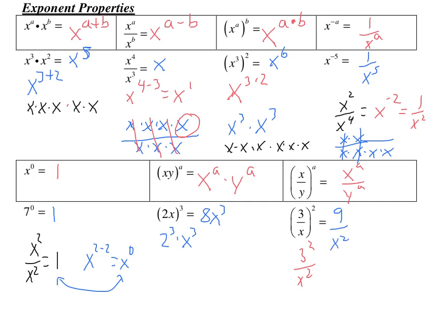Now you might wonder why this property works. You might not care. But if you think about it, what's 2x cubed? Isn't 2x cubed that? And isn't that 2 times 2 times 2, which is 2 cubed, and x times x times x, which is x cubed? Same thing here. Isn't this 3 over x times 3 over x? So won't that be 9 over x squared? Just multiply these two across and you get that.